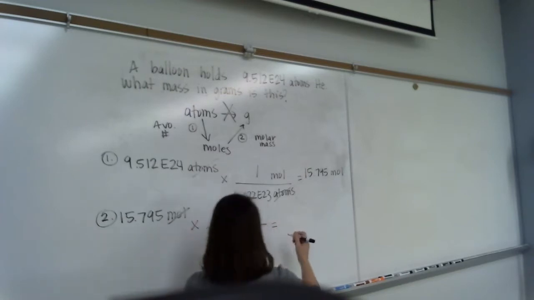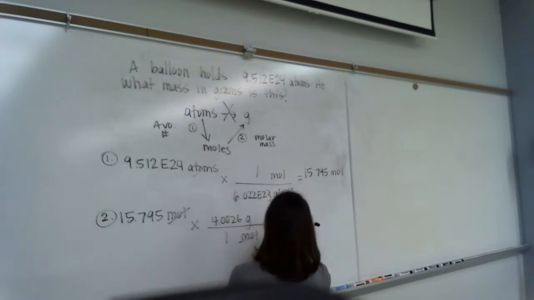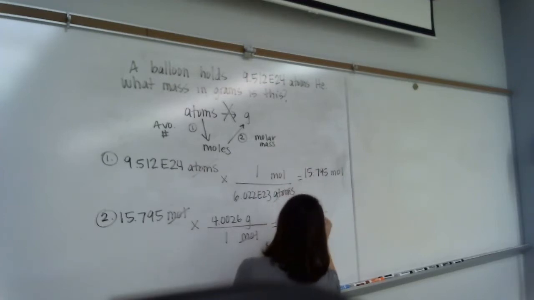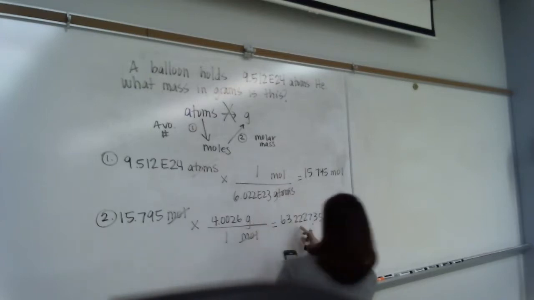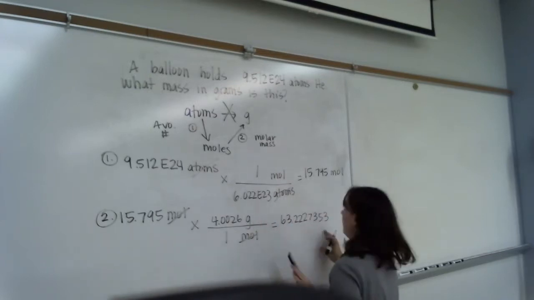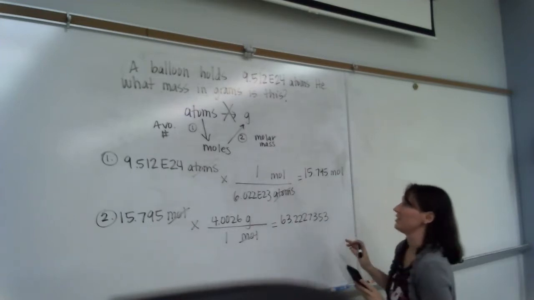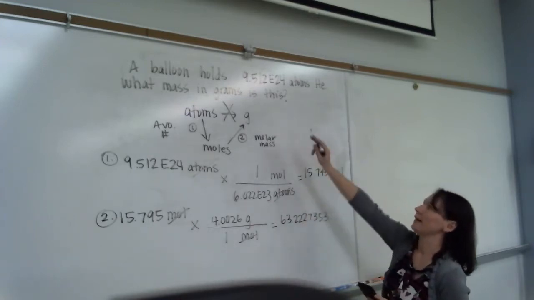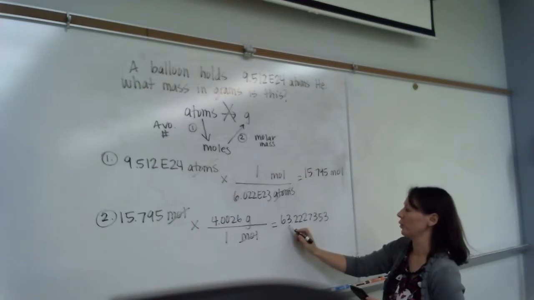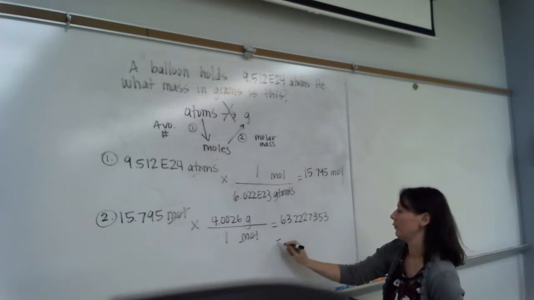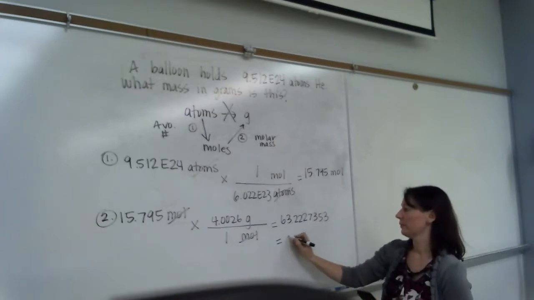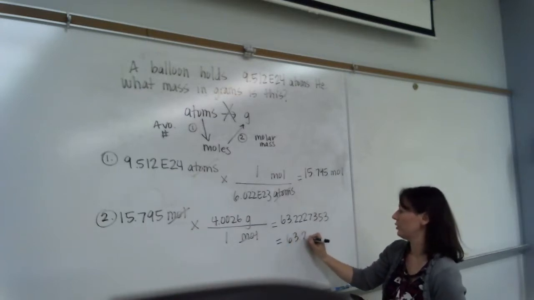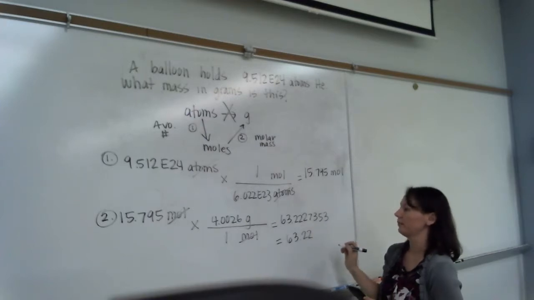My calculator gives me an answer, 63.2227573, which obviously I can't keep all those decimal places because I would be violating my sig fig rules significantly. Right, so I can keep 4 sig figs. So what is my final answer? 63.22, right, and my unit would be grams.